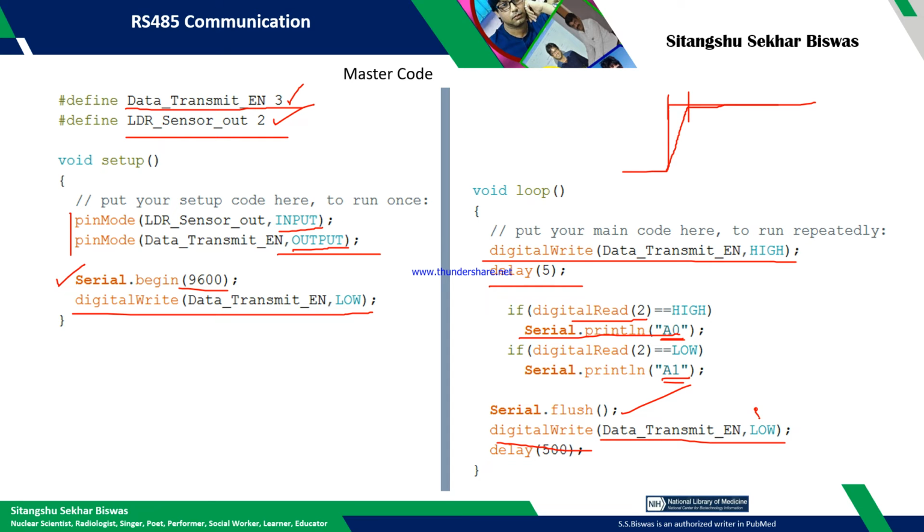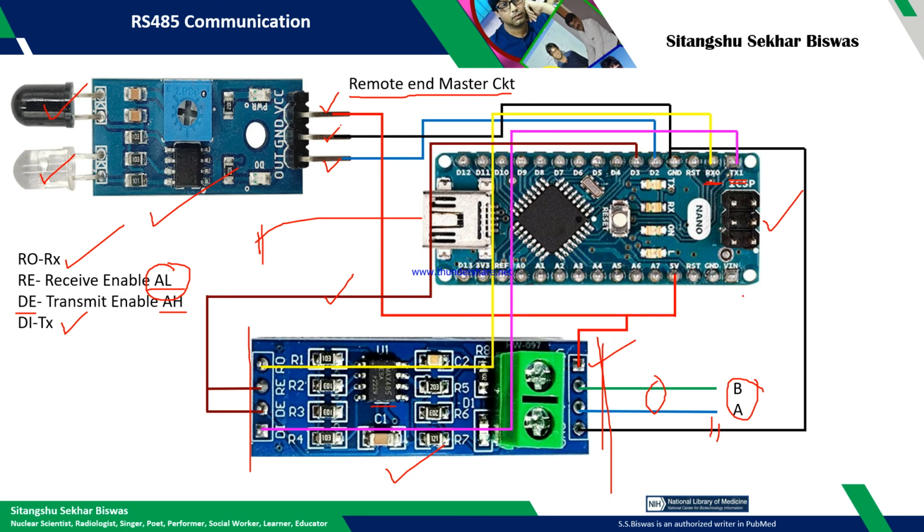Again I am making it low, which means I am stopping the transmission and giving a sufficient delay of half a second, so that the entire operation can take place nicely. So this code will be uploaded to this master board, and the connection will be done as shown in the picture, and this microcontroller will be powered up using the power cable.